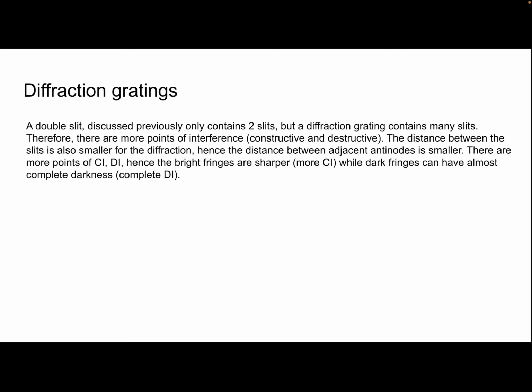Therefore, your bright fringe is going to be sharper because there is more constructive interference when the path difference is equal to a whole wavelength. While the dark fringes can almost have complete darkness, because when the path difference is half a wavelength, there are more areas where all the light can cancel out. Therefore, there are going to be pretty dark areas between the two bright fringes.